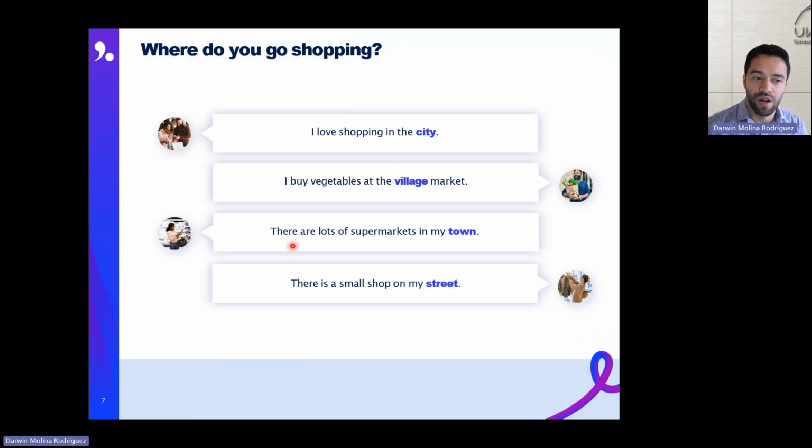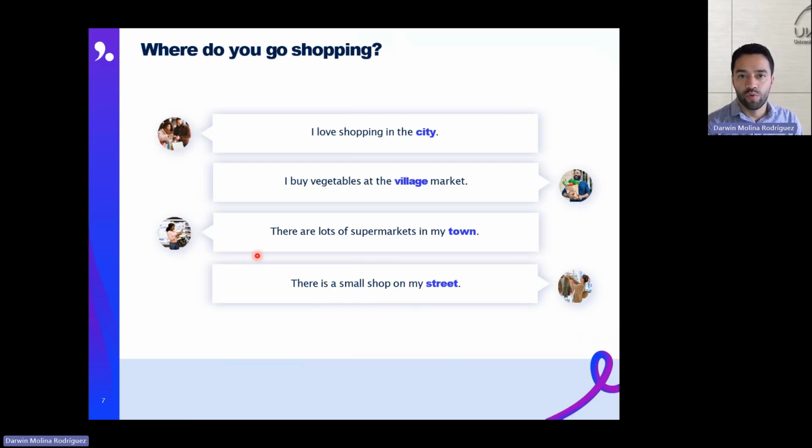There are lots of supermarkets in my town. Ok, como les venía diciendo, there are para escribir en plural. Hay muchos supermercados. There are lots of supermarkets in my town. Or there is a small shop in my city. Hay una pequeña tienda en mi calle, in my street. Debemos utilizar el there is y el there are cuando describamos lugares.